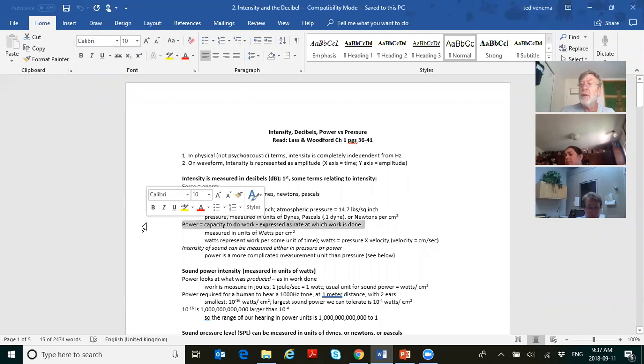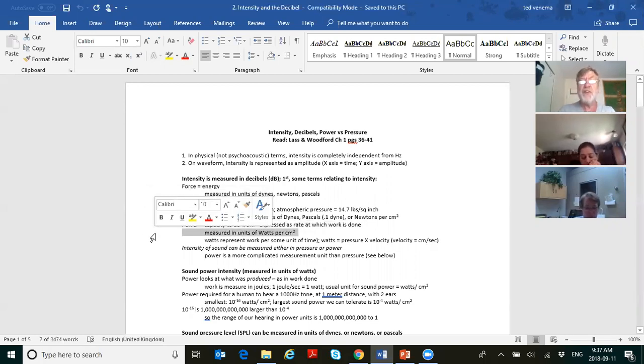There we go. We'll get our ducks in a row here. Power is another thing, because you can also measure sound in terms of power if you wanted to. Power is different from pressure. You can measure sound intensity in terms of its pressure, or you can measure sound intensity in terms of its power. Now, what's power? Power is work done. Pressure is force over an area. Power is the amount of work done. And power is expressed in watts per square centimeter.